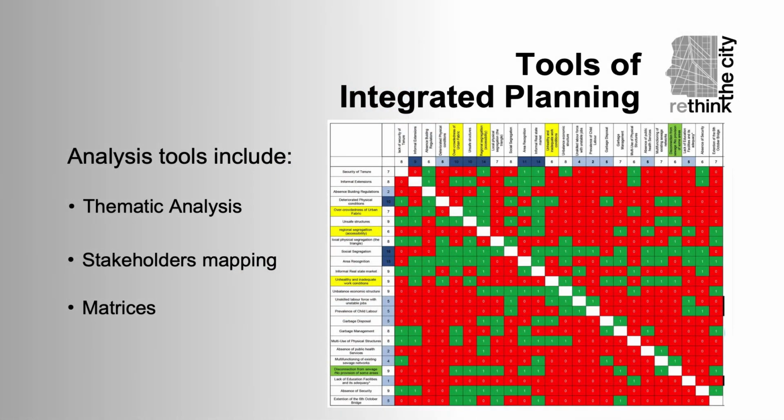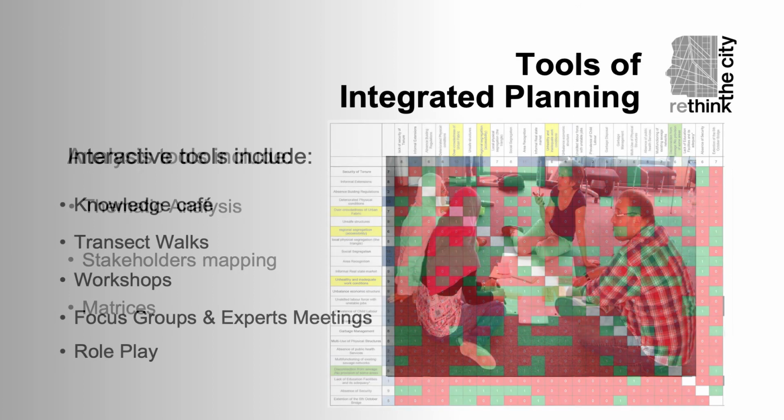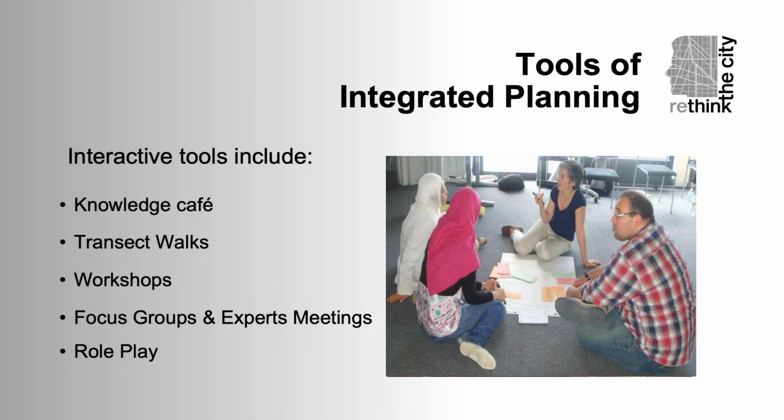We need to reinvent existing as well as develop new tools to realize the integrated planning approach, such as analysis tools, including thematic analysis, stakeholders mapping, matrices. And to facilitate the much needed internal dialogue and cross-checking and cross-matching, we also need interactive tools, including Knowledge Cafe, transect walks, workshops, focus groups, and experts meeting, and finally, something like role play.